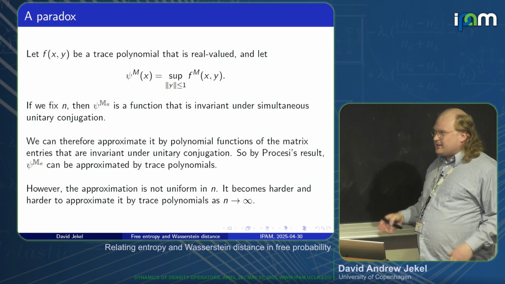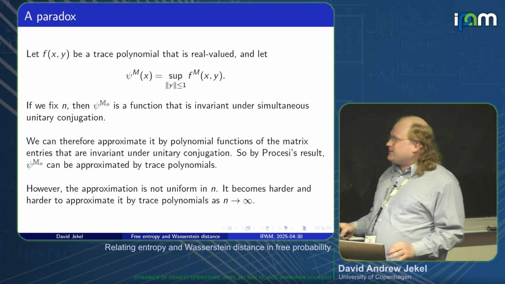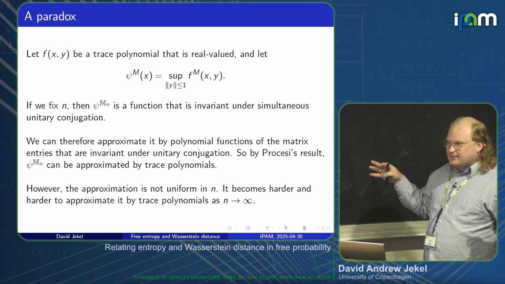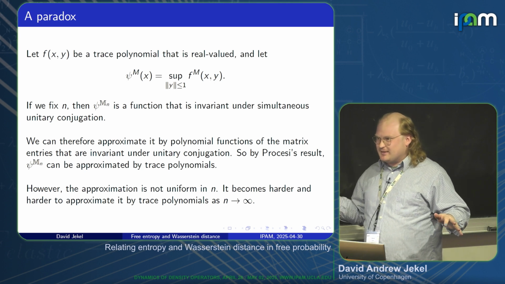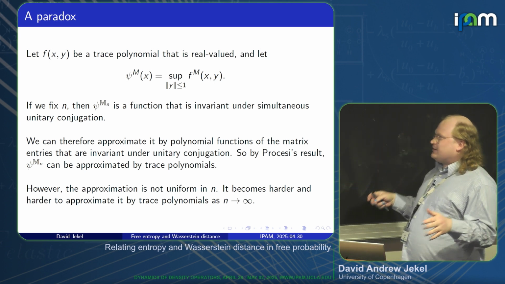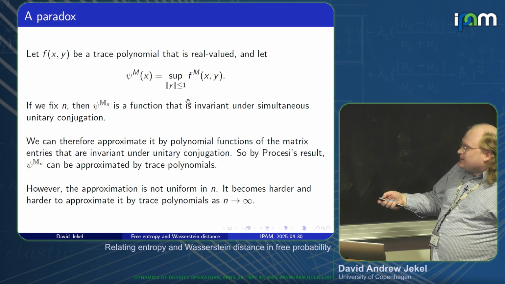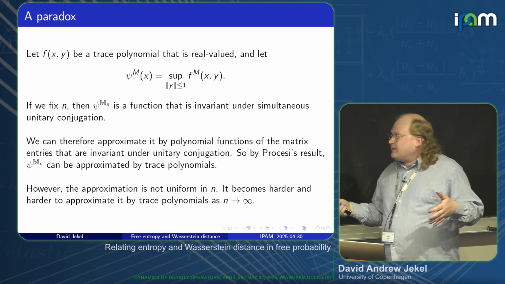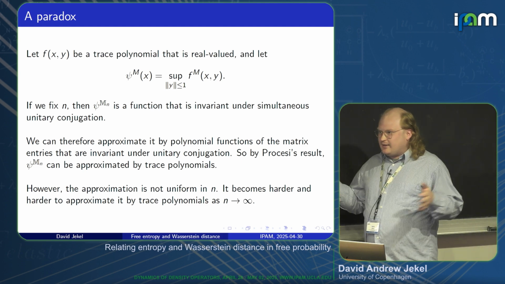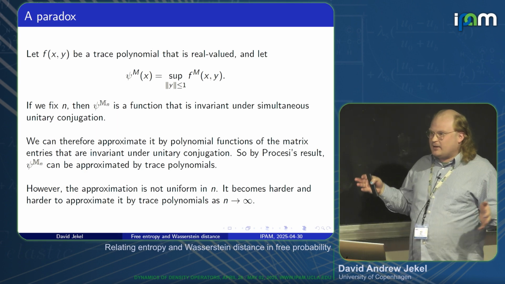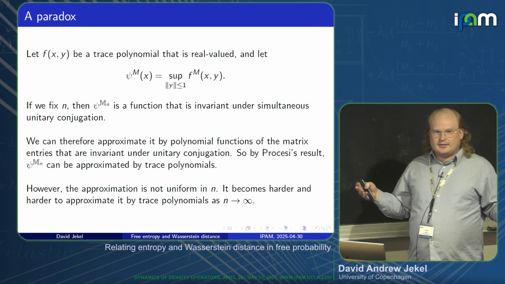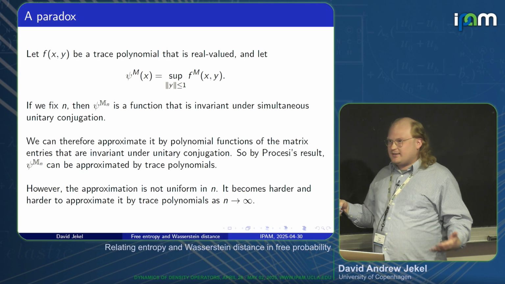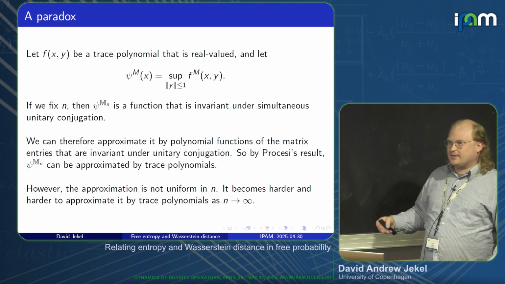Right, and furthermore, I wanted to consider this a paradox. Because in finite dimensions, if you fix the dimension n, then you know that any function which is unitarily invariant can be approximated by trace polynomials. In particular, this Legendre transform is a function that's invariant under simultaneous unitary conjugation, and you could approximate any continuous function in finite dimensions by polynomials. Then you could take your polynomial, which might not be invariant, but you can average it and get a polynomial that's invariant. And then by Procesi's result, this is a trace polynomial.